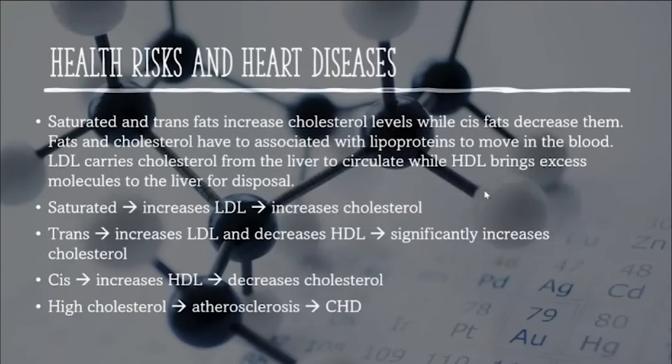So the IB does want you to know the health claims and risks associated with lipid consumption. Try to keep it simple because this is the one people usually haven't studied a lot. So saturated and trans fats increase cholesterol levels, while cis and unsaturated fats decrease the cholesterol level.